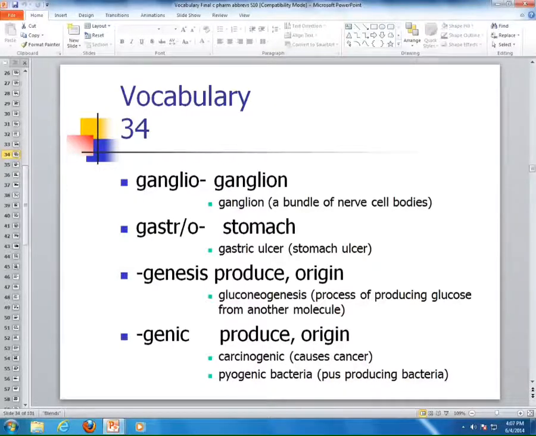Ganglio is a ganglion. That doesn't make sense to you yet. It will when we get to the nervous system. Gastro, the stomach. A gastric ulcer is a stomach ulcer.